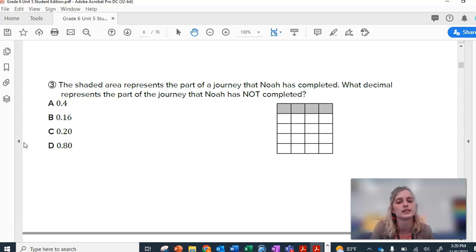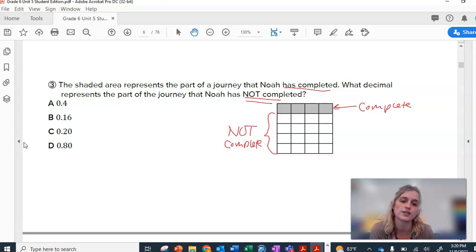Oh, here we go. A double whammy, not out of 100, and also a not problem. The shaded area represents the part of the journey that Noah has completed. So this part is complete. What decimal represents the part that he has not completed? So we're looking for a decimal to represent this unshaded part. Not complete.